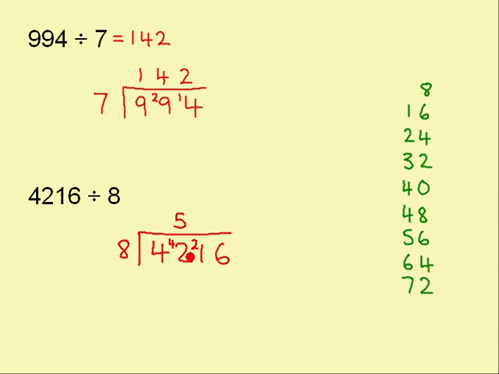Does 8 go into 21? Yes, it does. Twice will make 16. And then from 16 to 21 it's 5, so I've got a remainder of 5. Now does 8 go into 56? Yes, it does. It goes in exactly 7 times. So the answer for this question is 527.